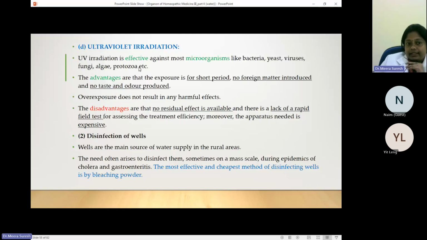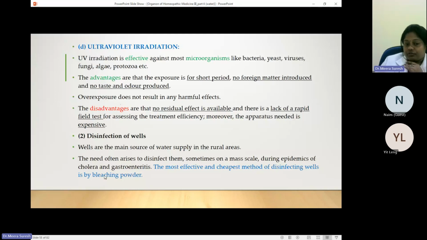Then ultraviolet irradiation, I told you about the UV rays, effective against killing microorganisms. The advantages: it takes a short period, no foreign matter is introduced when we are treating, no taste and odor change is produced, and overexposure doesn't cause any problem. But the disadvantages are no residual effect, lack of a rapid field test to know whether the treatment has been efficient, and moreover the apparatus is very expensive. This I already told you.